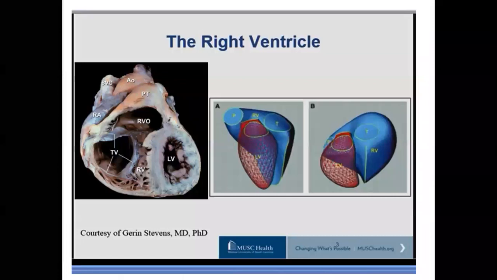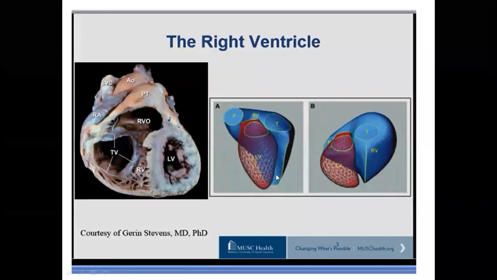As you can see, the RV is situated hanging or wrapping around the left ventricle, sharing the interventricular septum in a normal heart. The second panel, A, shows that the RV wrapped around the LV appears as a non-ellipsoid crescent shape. Okay, and compared to the crescent shape, the left ventricle is ellipsoid.